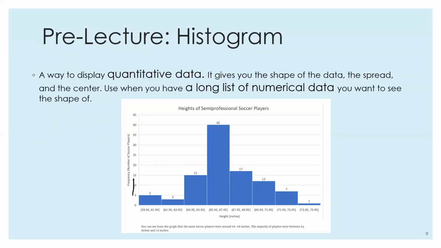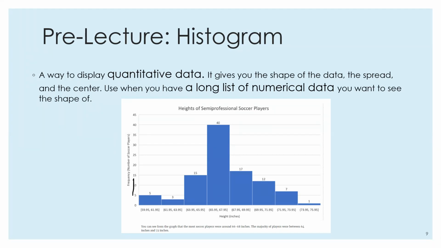Our first type of graph is the histogram. The histogram is used to display quantitative data. So as we talked about, one of our first decisions is to decide if we're dealing with quantitative or qualitative data. Histograms are only good for quantitative data.